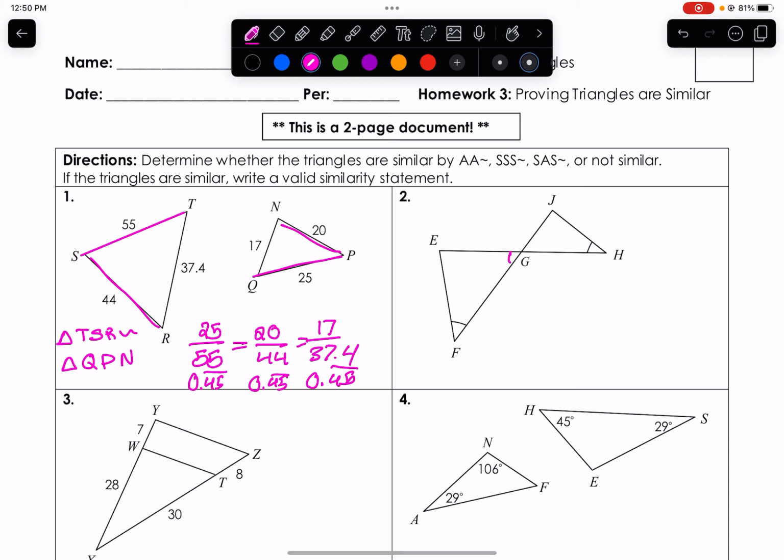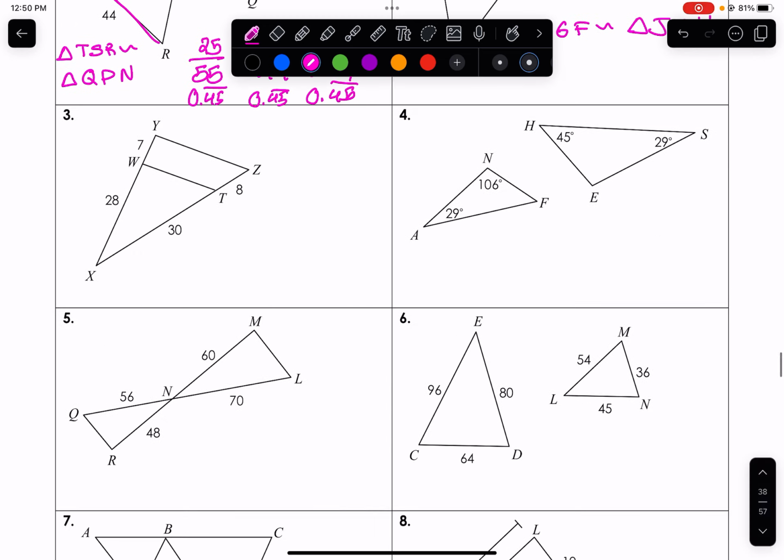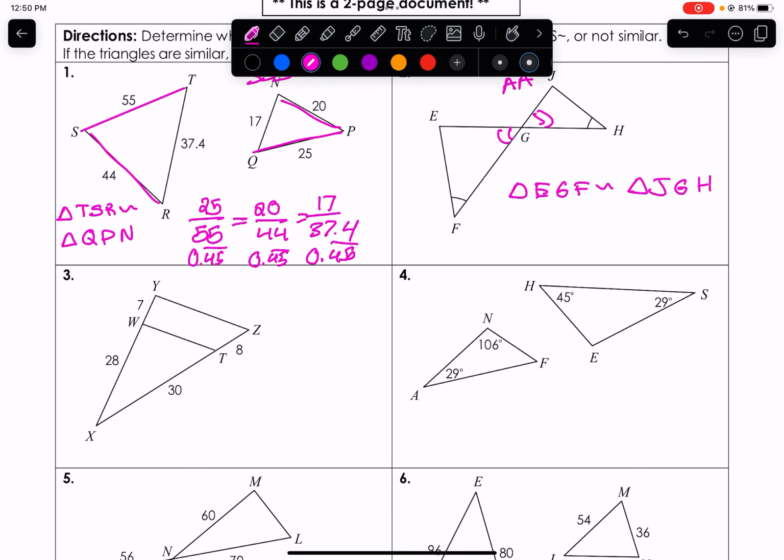So here we can prove it. So this one was side, side, side. This one we could do angle, angle. So triangle EGF is similar to triangle JGH. Here we have an included angle, so we would just check 30 over 38 is equal to 28 over 35. 30 divided by 38 is 0.789. They are not the same, so they are not similar.